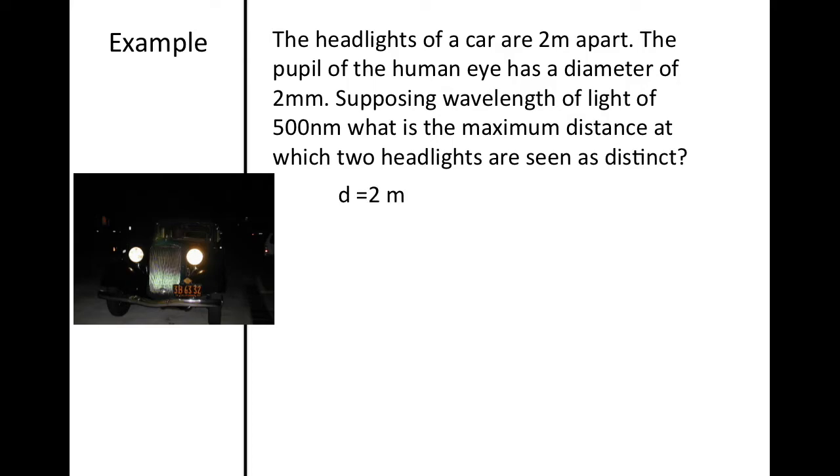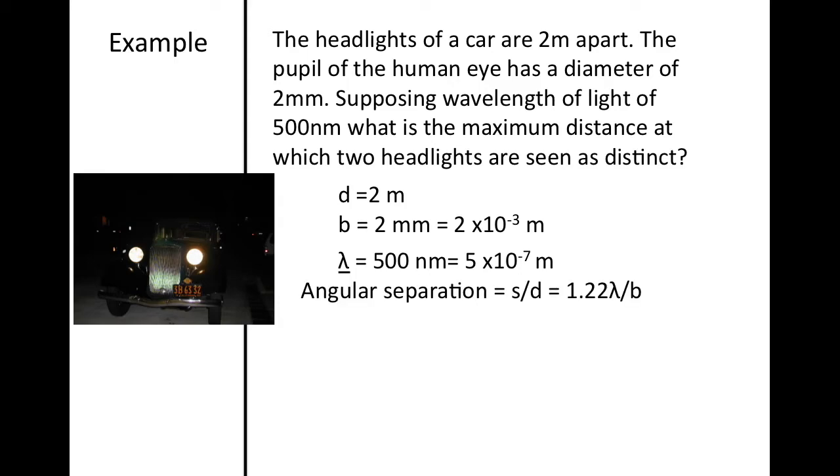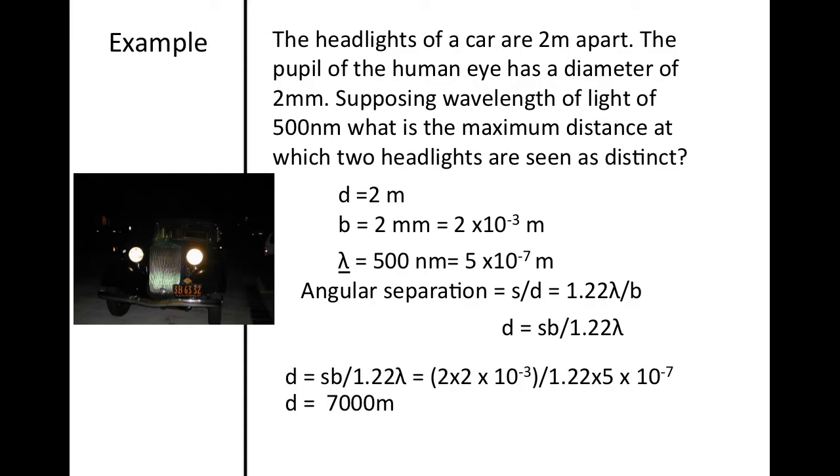We know that the distance equals 2 meters, and this is the distance between the two lights. We also know that b equals 2 millimeters, which is 2 times 10 to the negative 3 meters. We are also given the wavelength as 5 times 10 to the negative 7 meters. We are given our equation for angular separation. We solve for D and plug everything in, and we get an answer of 7,000 meters.